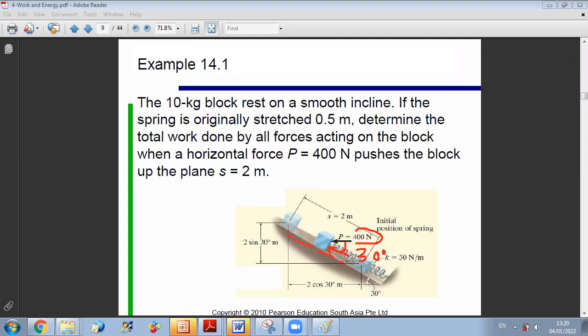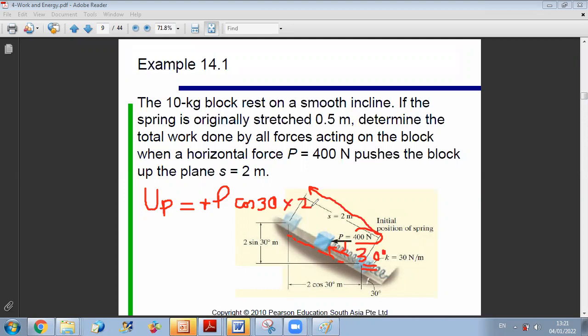The projection of P on this direction, you can just do P cosine of the angle 30 and multiply, because it's a constant force with a constant angle, the work of this force is P cosine 30 times the displacement delta S. Okay, so I can say that the work of P is equal to plus P cosine 30 times 2, which is the displacement.